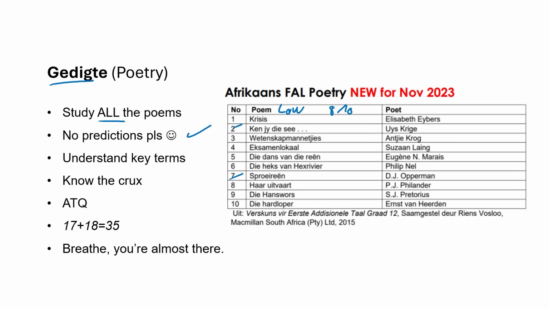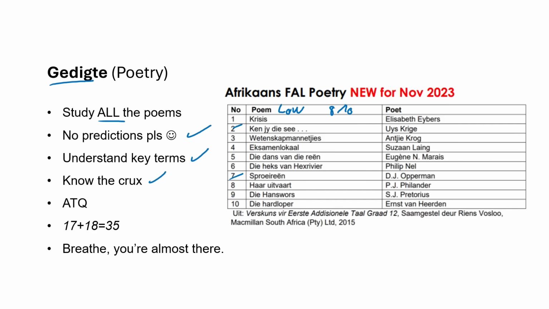It's too dangerous. In English, it's a lot easier to predict because we've got leeway with 4 possible poems, and we know what the previous 4 were last year. With Afrikaans, it's not like that. So, no predictions. Learn the other 8 in depth and have a reading knowledge of the other 2, just in case. Understand key terms. Please go watch my poetry key terminology video. All the main terminology is there. And simply know the crux of the poems, what it's about.